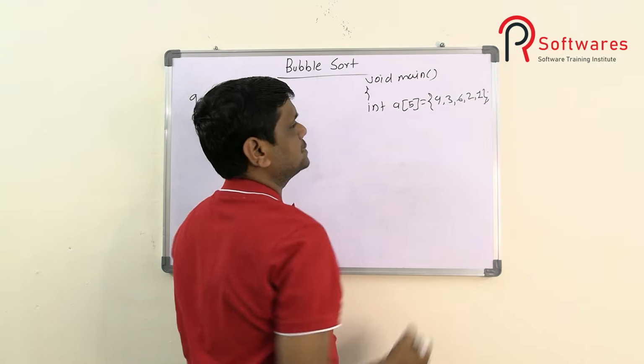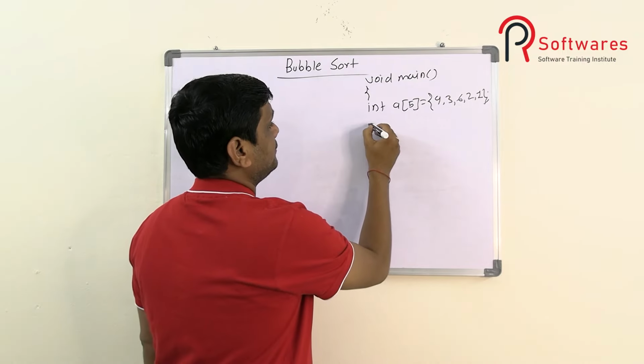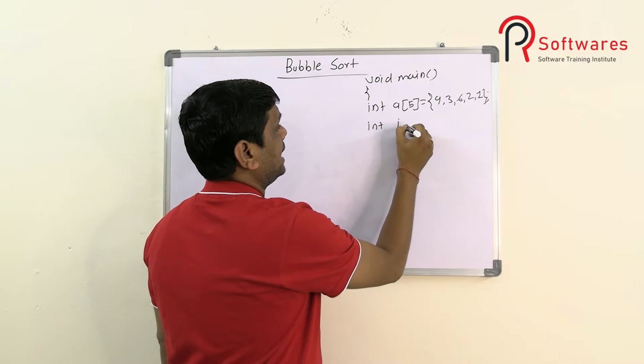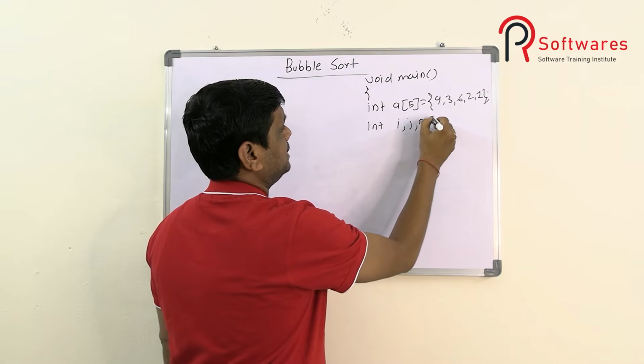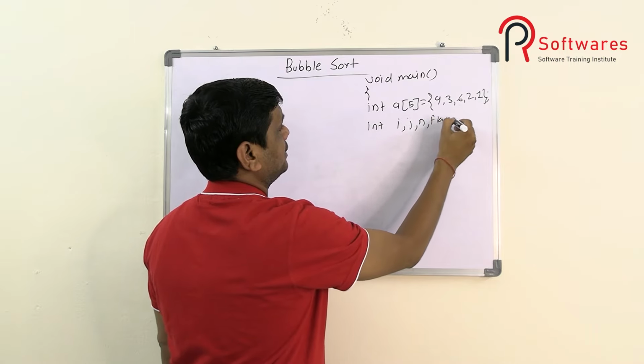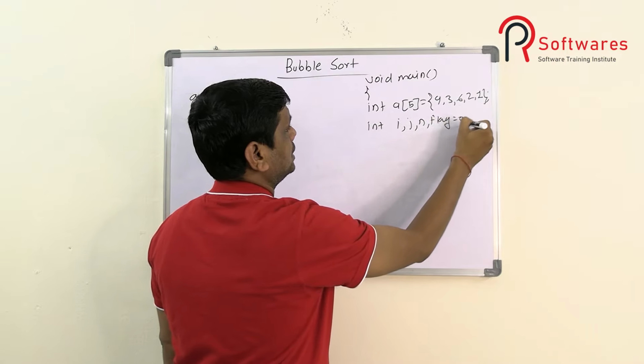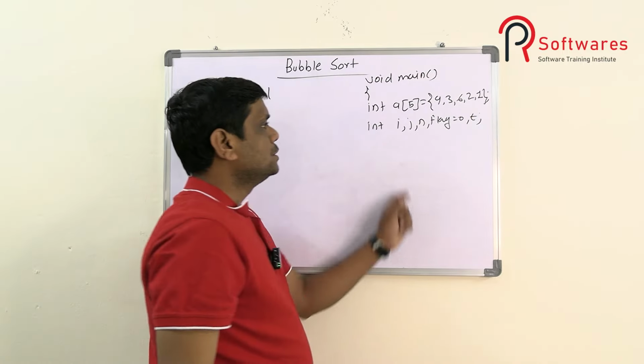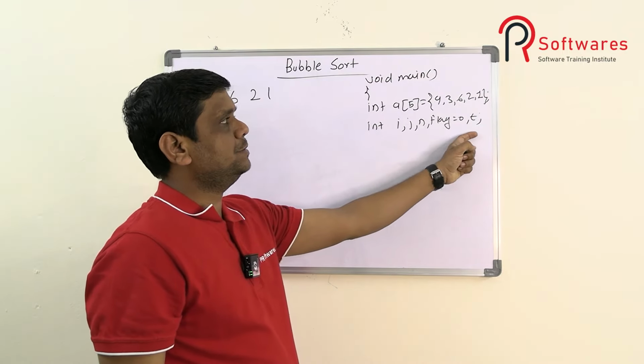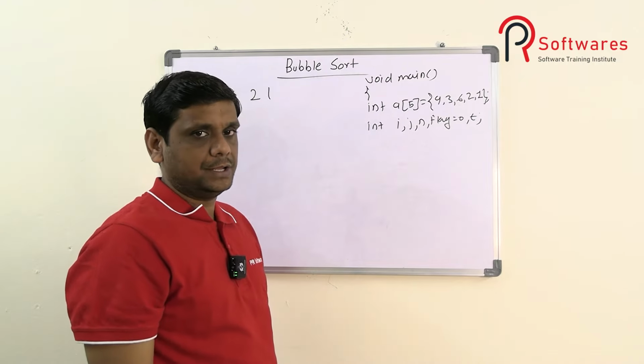These are my values, right? How many variables will I require? I require i, j, n, and a flag value also. What is the use of the flag value? I will tell you. And then a temporary variable. So in total 5 variables and 1 array will be required.